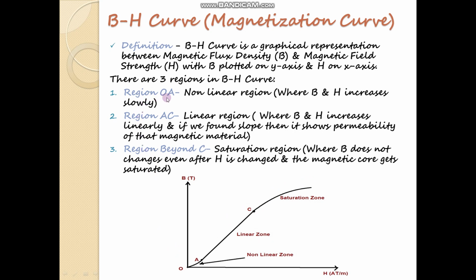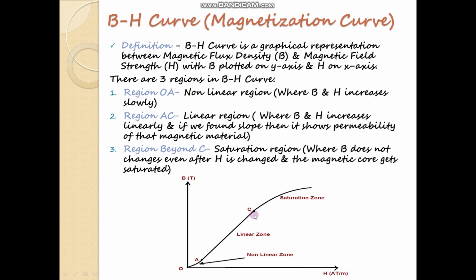In region OA, this is the non-linear region, meaning B and H increase slowly and non-linearly. The next region is the region AC. This is the linear region, meaning B and H increase linearly or in the same proportion, and if we find the slope here, then it shows the permeability of that magnetic material.